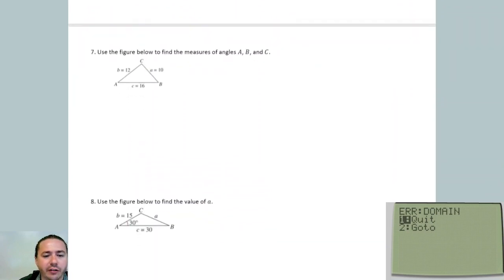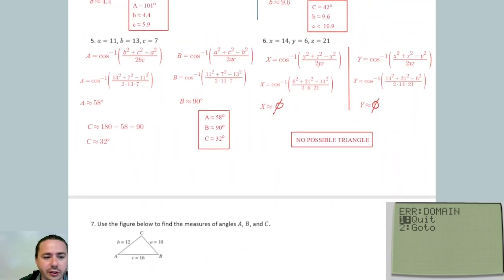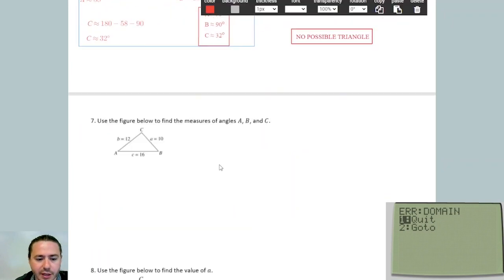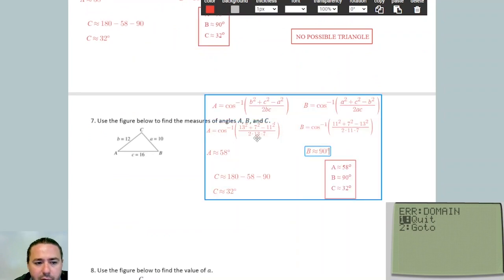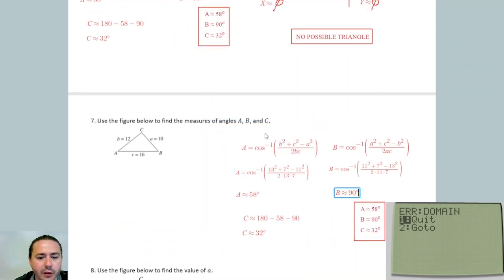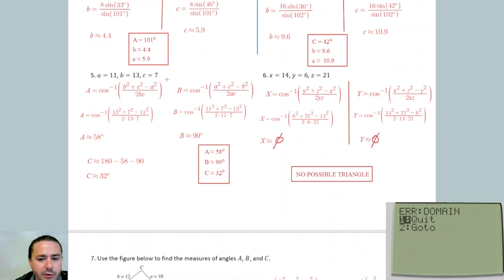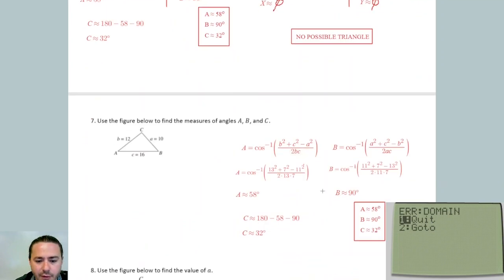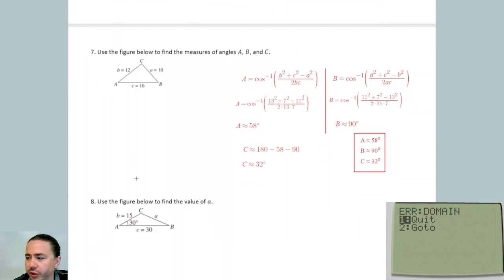Let's take a look at number 7. This one should have a solution here. So hopefully we can just copy our work over here and get at it. You know what I'm going to do? I'm going to try to clean this up just a tad. Okay, so our formulas here are still good. We don't have to redo those. We just need to plug in the correct values here. So B here is 12, C is 16, and A is 10.